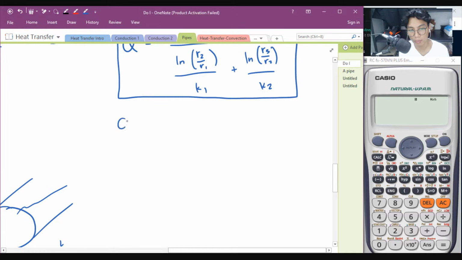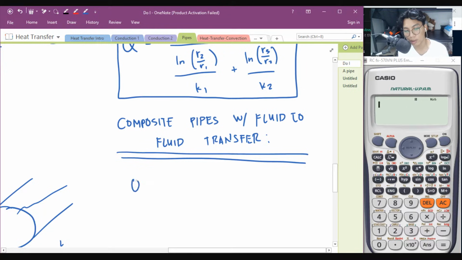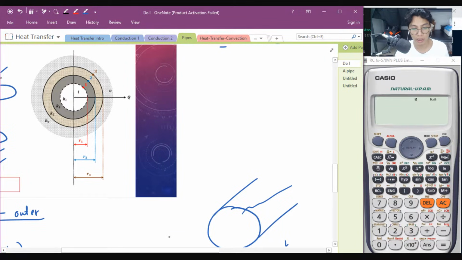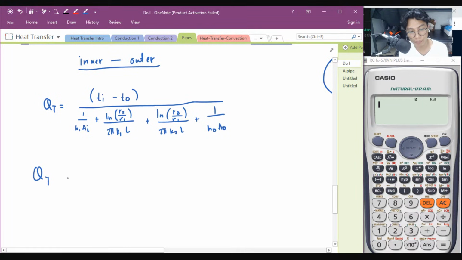Pag naman, composite pipes with fluid to fluid transfer. Papakita ko sa inyo yung proper way of solving this, ha? Para hindi kayo nalilito. So, the total heat, okay, is equal to, pwede mo naman dito kasi i-factor out. Tignan mo ito, ha? Expand ko to, ha? Para maintindihan natin. So, QT is TI minus TO.